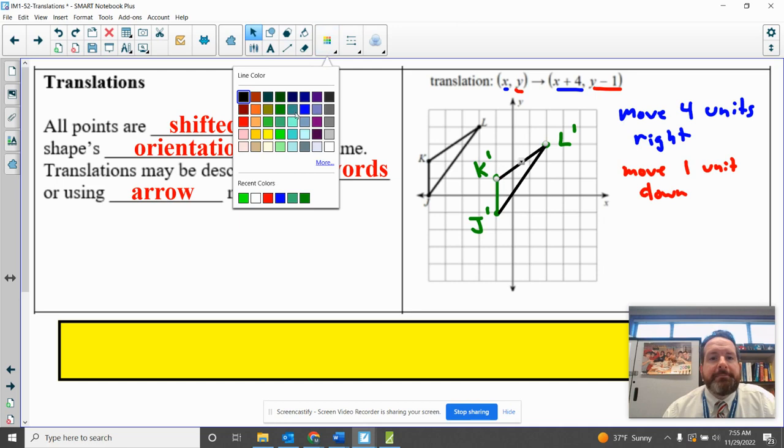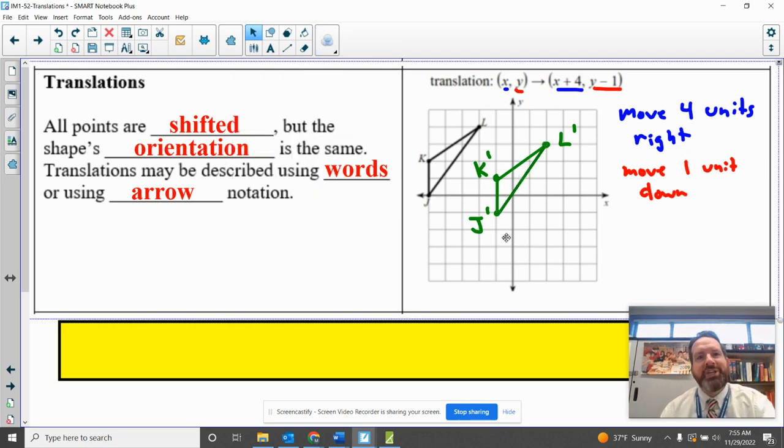just so we're consistent. And what we should see is that we have essentially the same shape, just in a different spot. So it's still a triangle. It's still 2 units tall on this side. It's still got that angle to it. The shape has not changed. It has just been moved. The whole thing, 4 spots to the right and 1 spot down. That's how translations work.